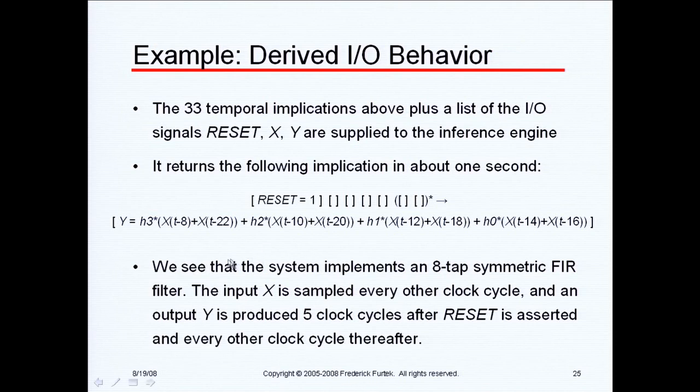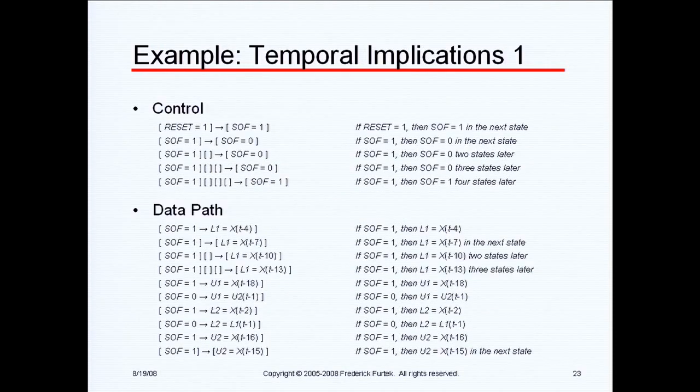So both the timing and the functionality of this system are contained in this single temporal implication. So we have timing and we have functionality. And so we've taken all of these implications, 33 of them.